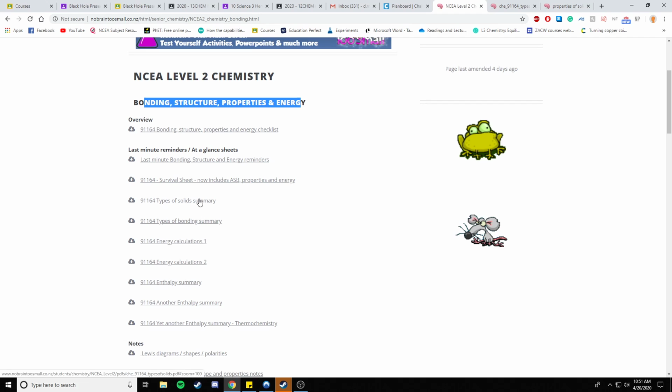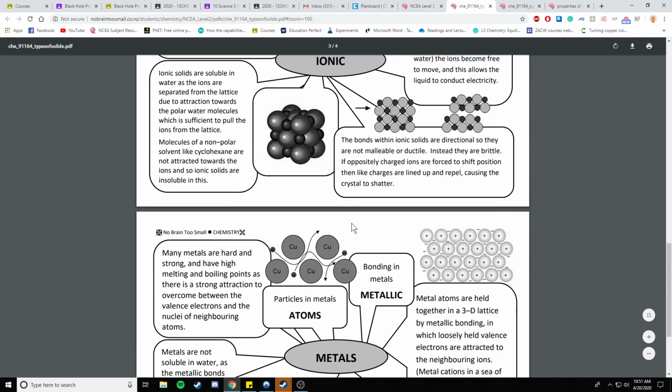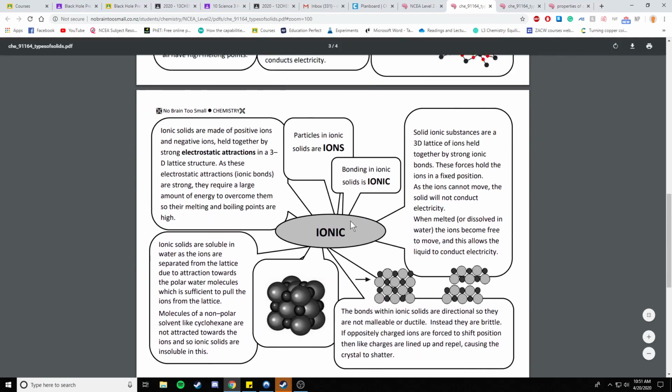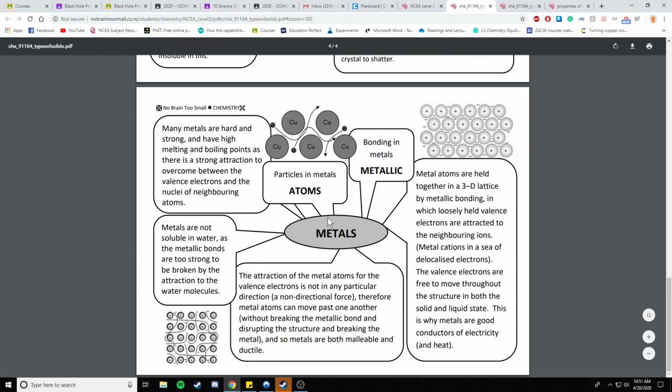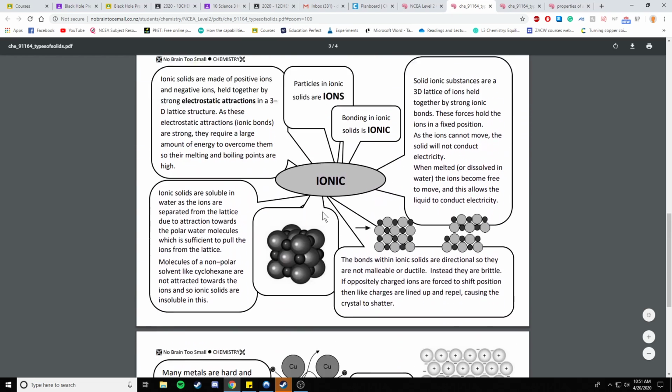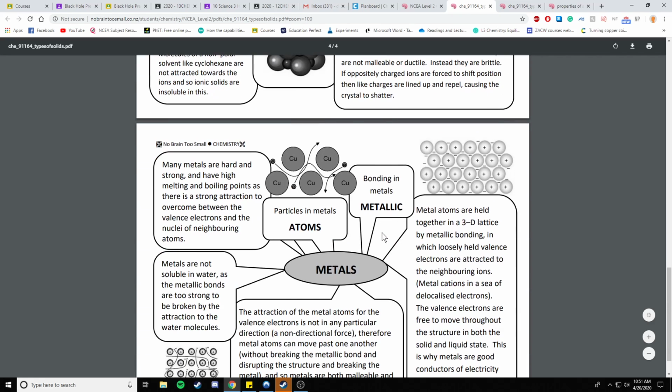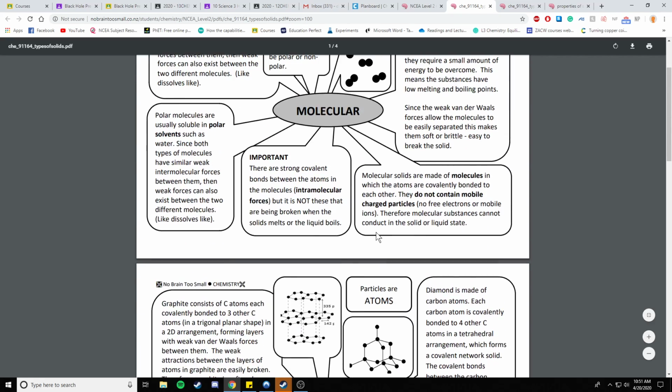And we're going to go down here to types of solids summary, because that's what we've been working on for the past week or so. And we have all our solids here. This is a really good summary sheet. I would recommend you printing these out and sticking them in your book when you get the chance. Let's go for a really quick overview of all the solids briefly.